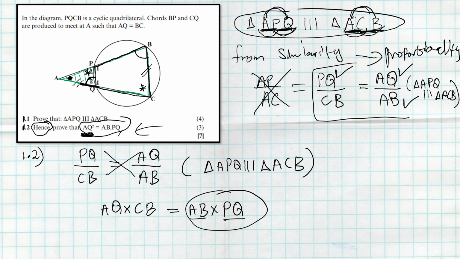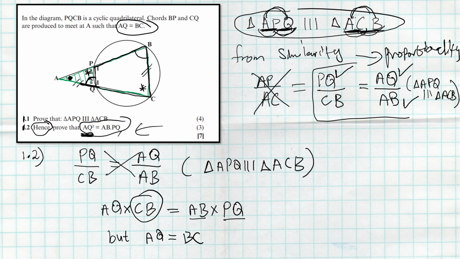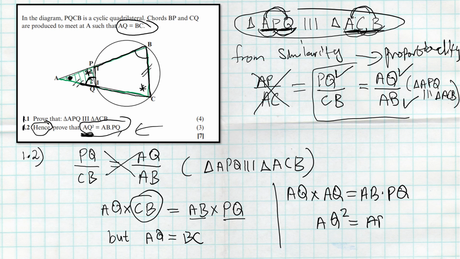This side is already perfect. It's fine, right? So let's go to our given information. Don't forget, we were given that AQ is equal to BC. So it means that where there is BC, we can substitute it by AQ. Very simple. Then let's see how we can prove it: AQ times AQ will be AQ squared, is equal to AB times PQ. So you have proven that thing.